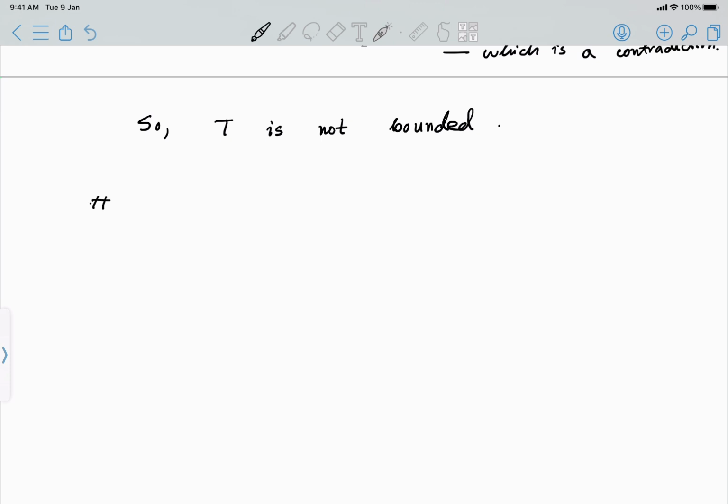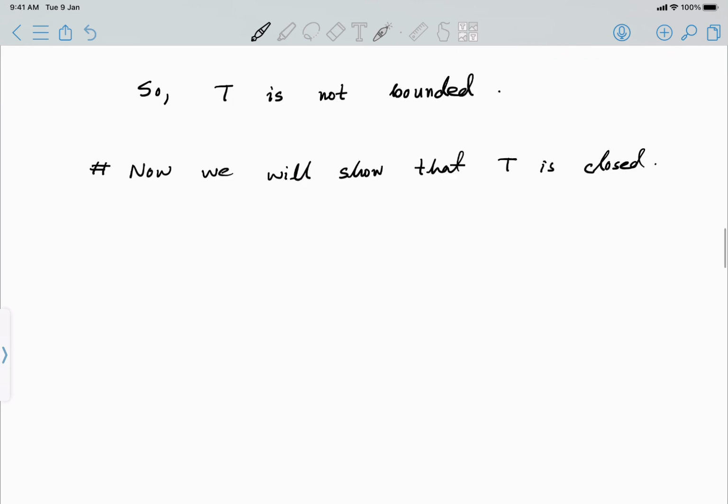So now we will show that T is closed. So what does it mean for an operator to be closed? T is closed means what we have to show?